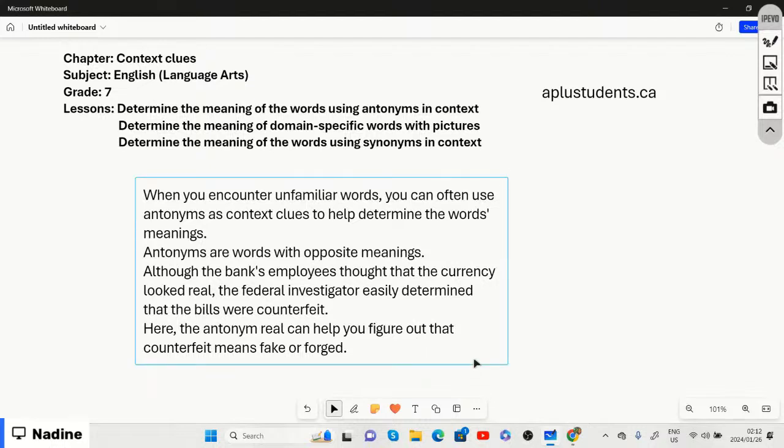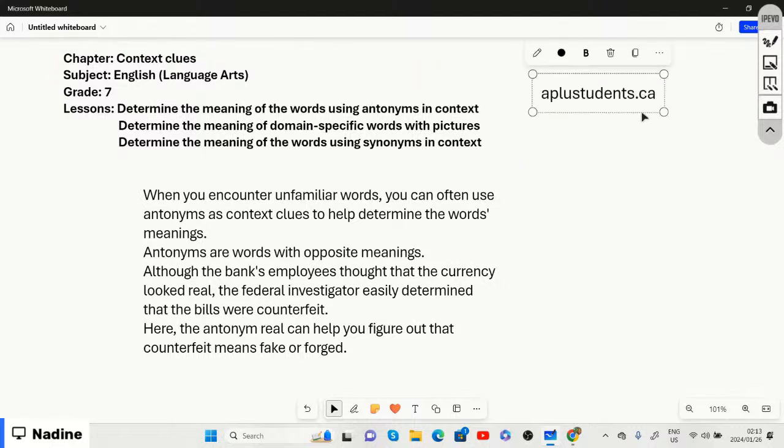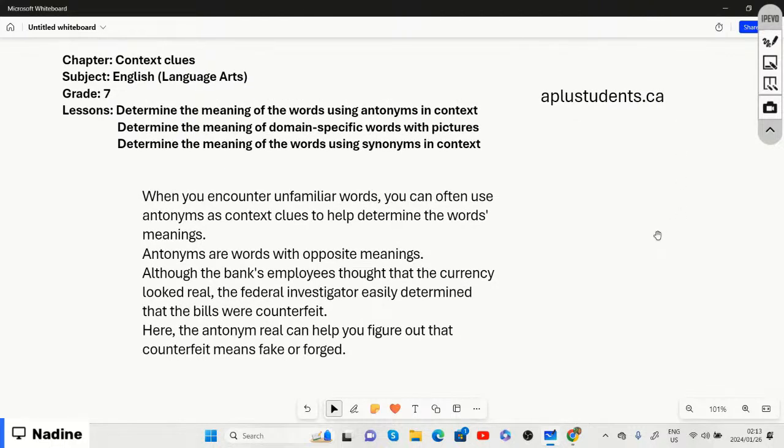And we see that antonyms, because remember, our lesson is to determine the meaning of words using antonyms in context. So antonyms really can help you figure out the meaning of counterfeit, or forge. Antonyms can basically help you make meaning of certain unfamiliar words. And remember, we are doing our tutorial lesson on A Plus Students, and this is now to determine the meaning of the words using antonyms in context.